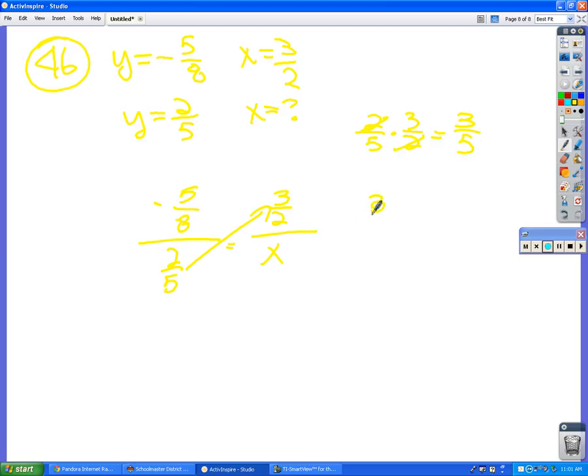So now I have to go 3/5 divided by -5/8. How do you divide two fractions? Flip it over and multiply. So 3/5 times -8/5. So 3 times -8 is -24. 5 times 5 is 25. So it comes out to be -24 over 5, which if you did it as a decimal is -0.96.